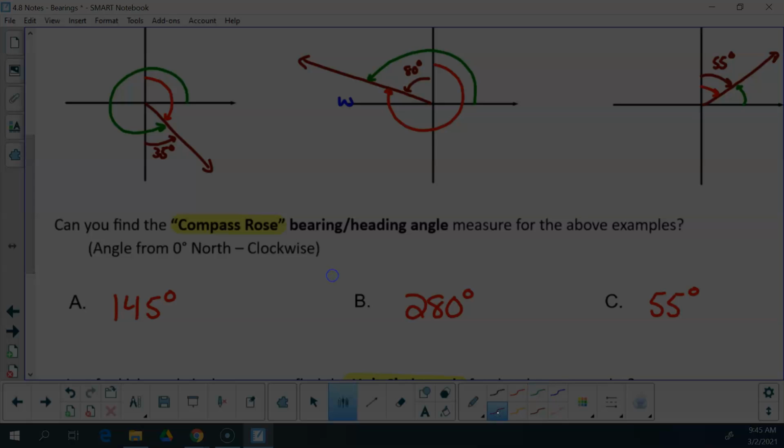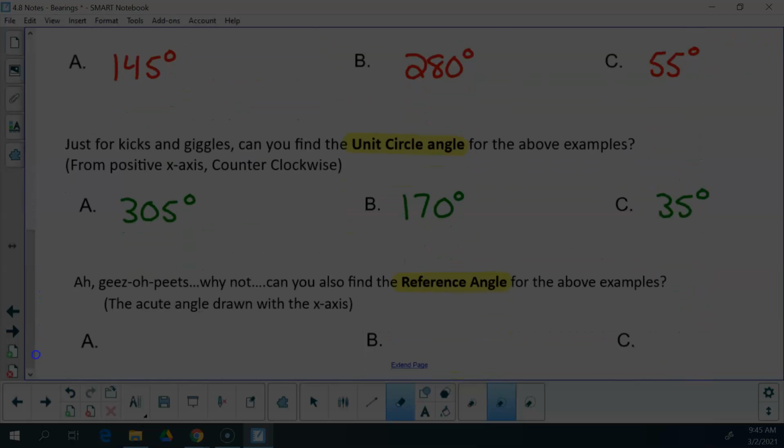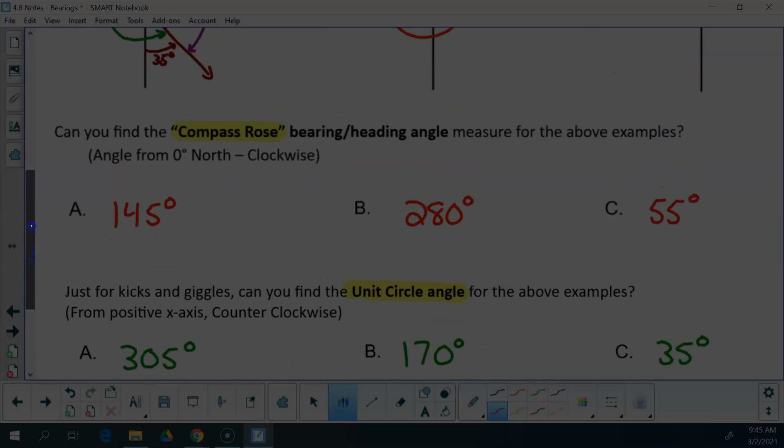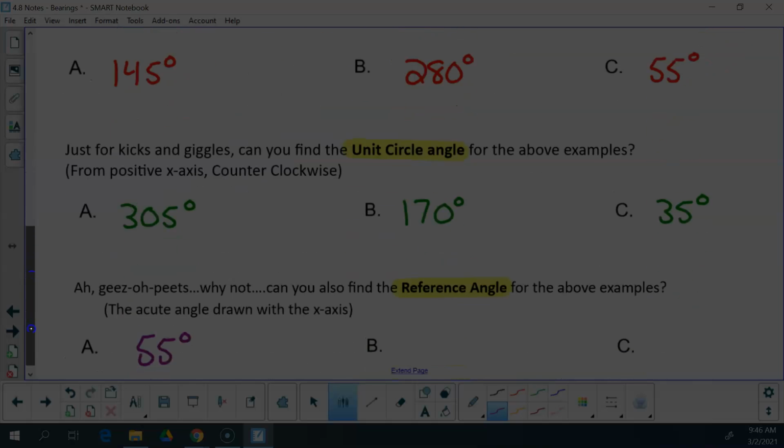Then the last one said, find the reference angle for those. I'll do that in the purple. Okay. So the reference angle would be here, and that would be 55 degrees for that one. So I didn't write those in at all. So that one would be 55 degrees as my reference angle. This would be my reference angle here. That would be a 10-degree reference angle.